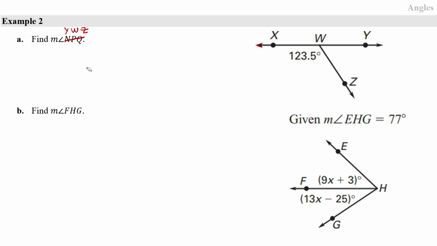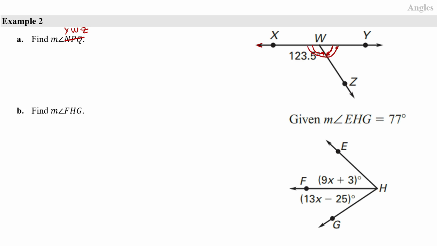Alright, so I messed up on example number 2. There is no NPQ, so let's change it to angle YWZ. On the picture here, YWZ is this angle here on the right side. How can I find that angle? Well, we can use the angle addition postulate. It says these two angles, this left angle plus this right angle together, are going to equal the whole angle.